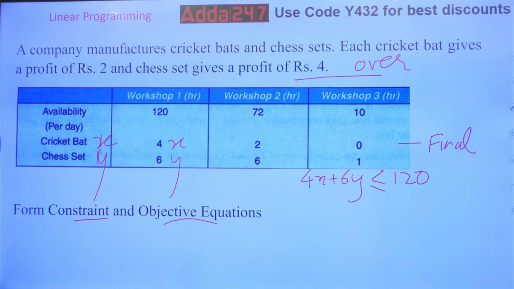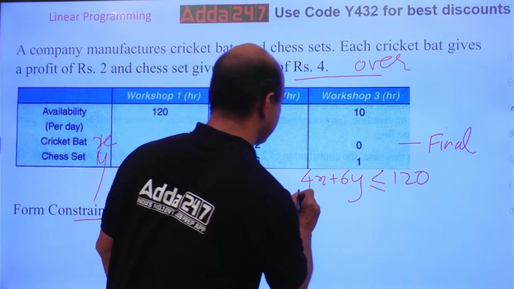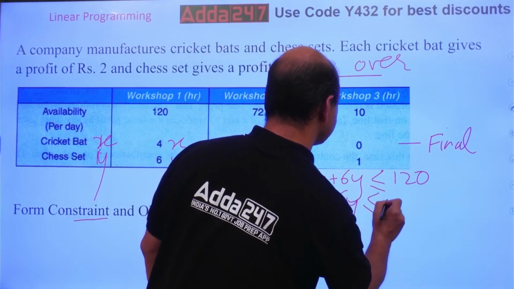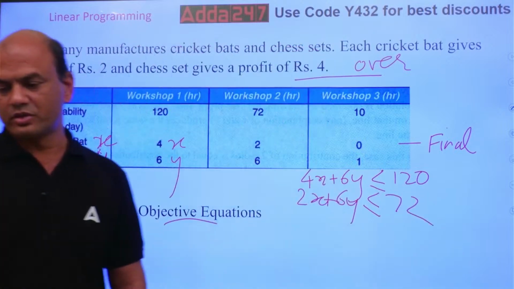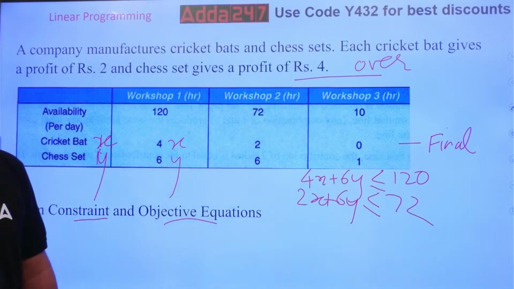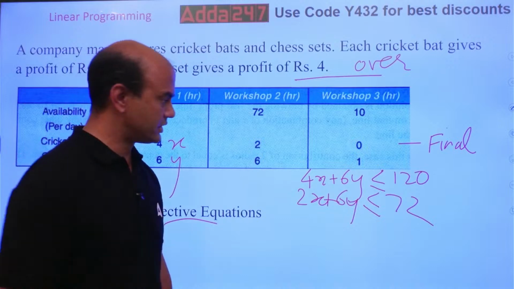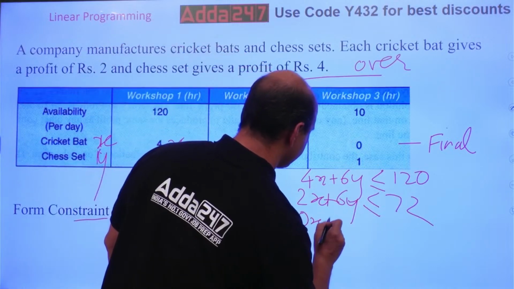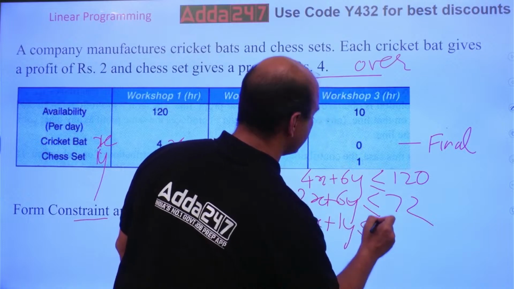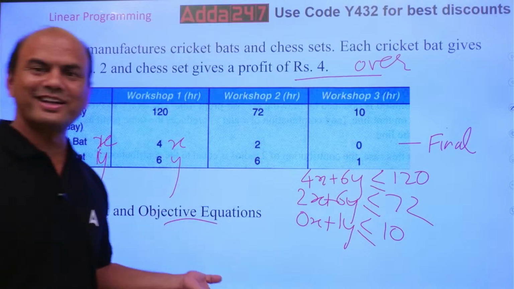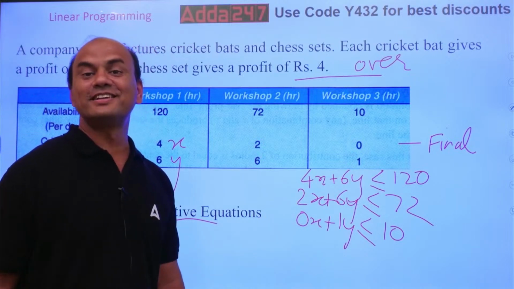Fast, in the comment section. Yes, what is the answer? See this. It is 2x plus again what? 6 hours only. 6y is less than or equal to 72. 2x plus 6y is less than or equal to 72. It can be more than 72 hours, right? Third one, 0x plus 1y is less than or equal to 10 hours. Right? So these are the constraint equations. Answer is done.